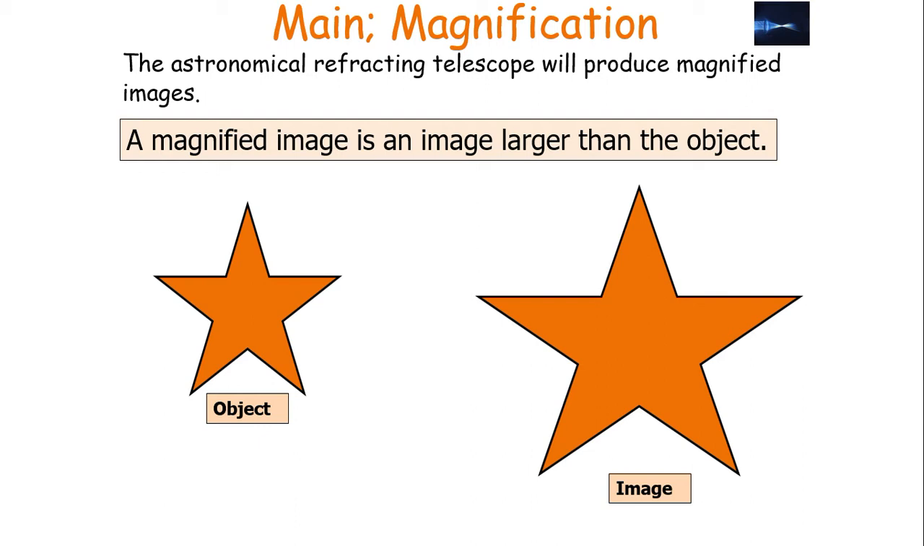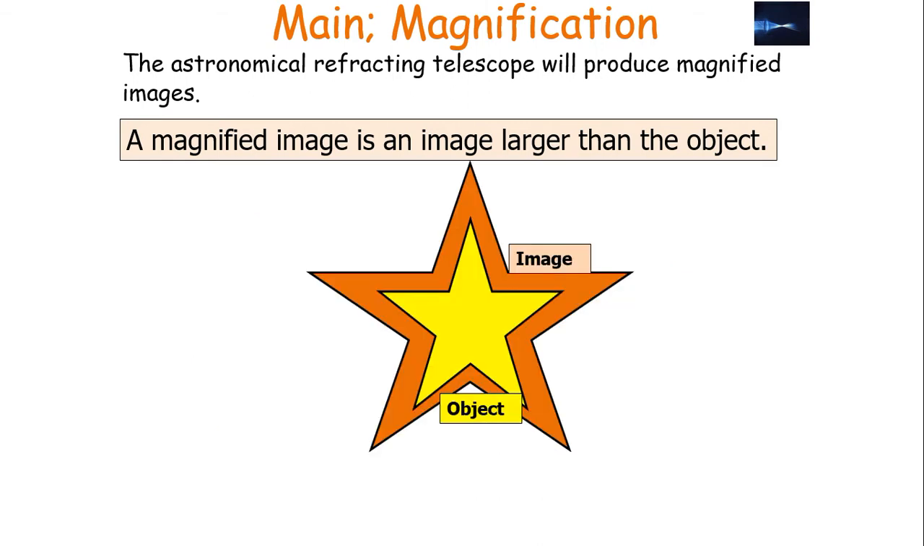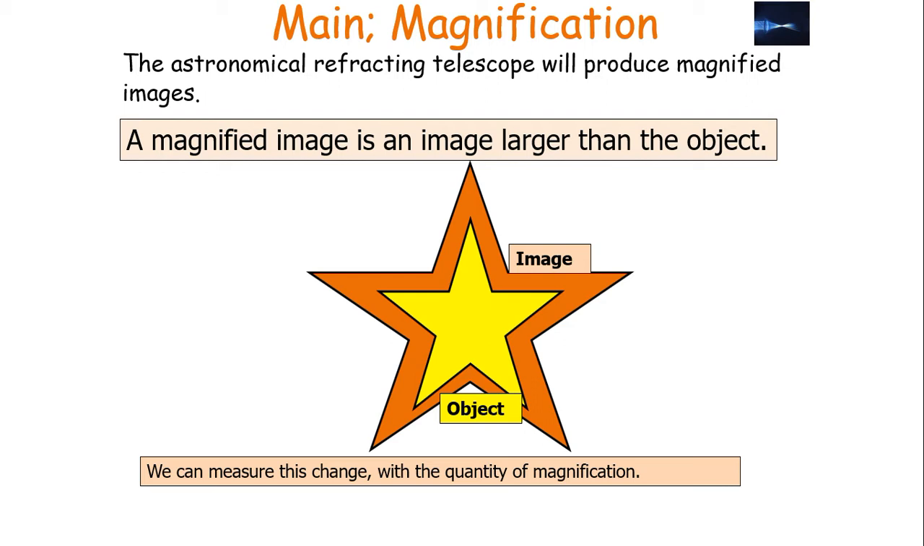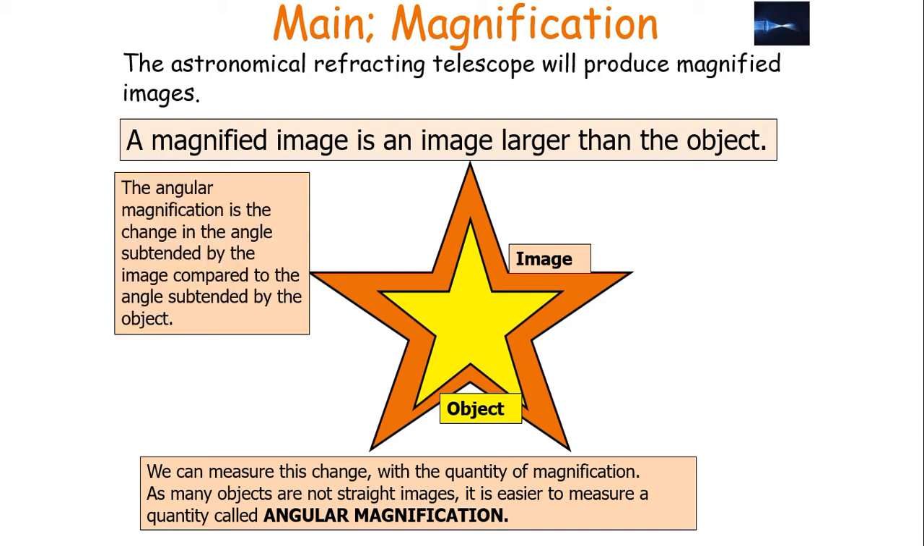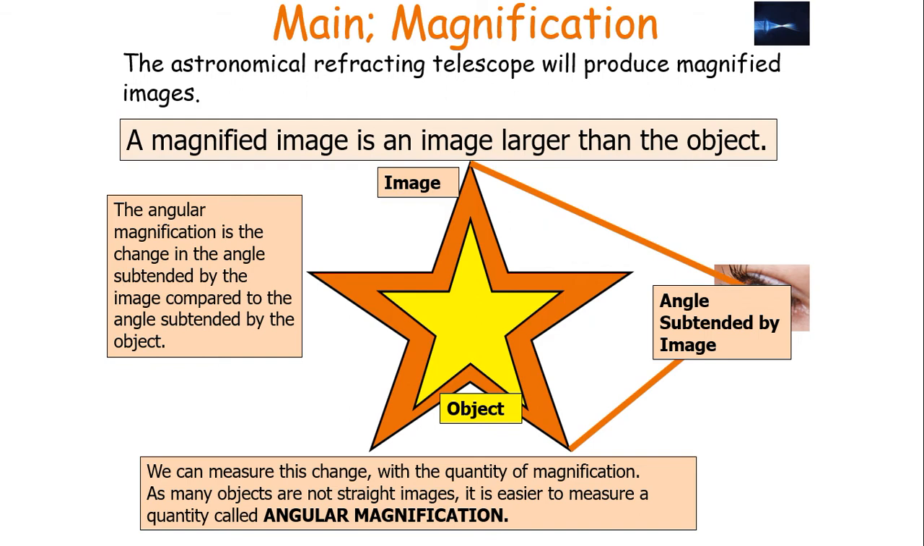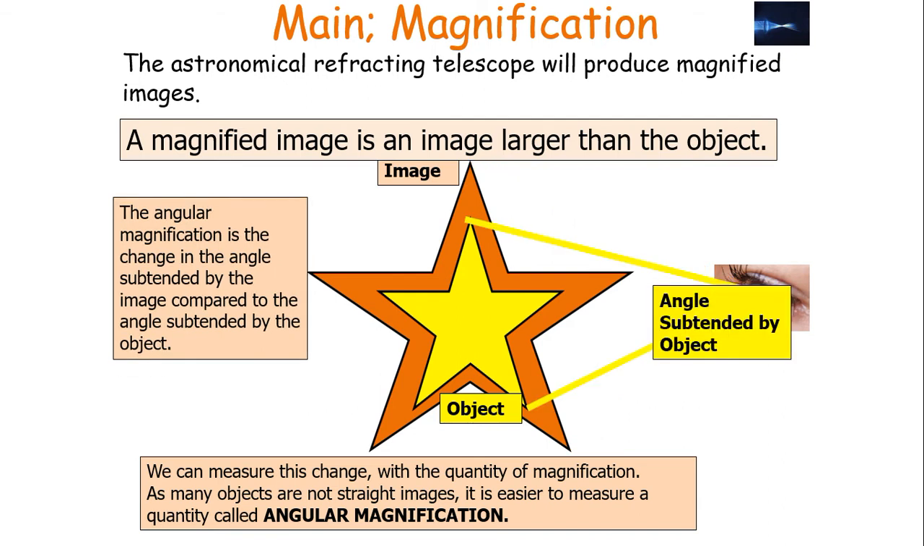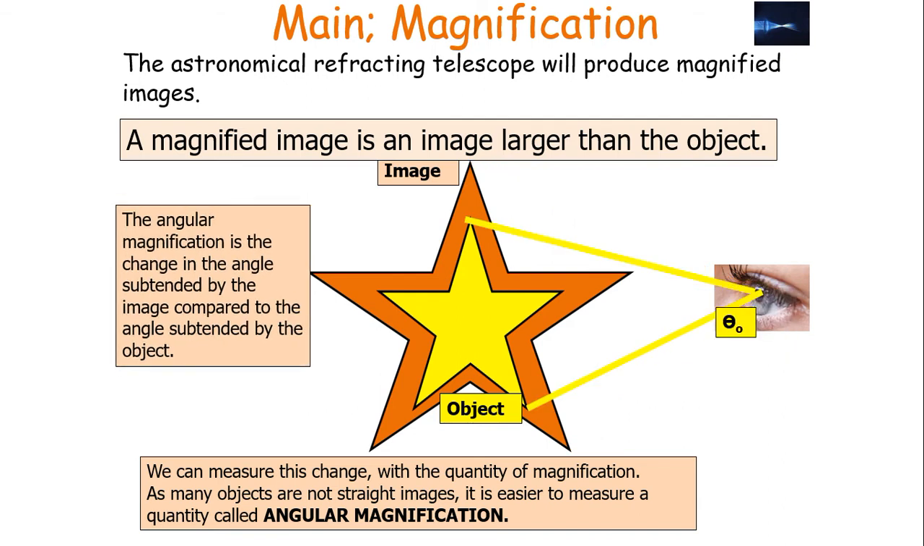Now, an astronomical refracting telescope will produce magnified images. A magnified image is when the image is larger than the object, as shown in this diagram. We can measure this change with the quantity of magnification. As many objects are not straight lines, it's easier to measure a quantity called angular magnification. Angular magnification is the change in the angle subtended by the image compared to the angle subtended by the object, as shown in these diagrams. This shows us the angle subtended by the image, which we'll call theta I, and this shows us the angle subtended by the object, theta O.